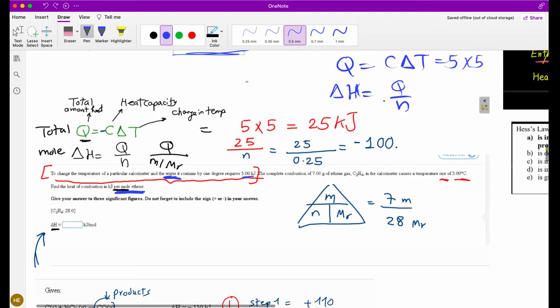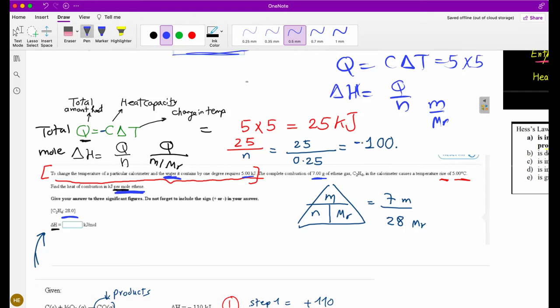And then you try to find the number of moles. Number of moles is equal to mass over molar mass. What is the mass of the substance burnt? That's 7 grams. Its molar mass is 28, so 7 over 28 is 0.25. Divide the 25 over the 0.25, you get minus 100.